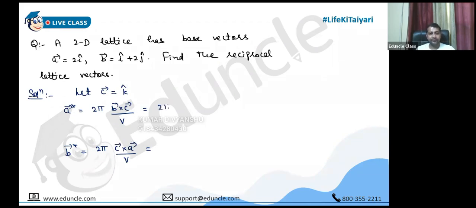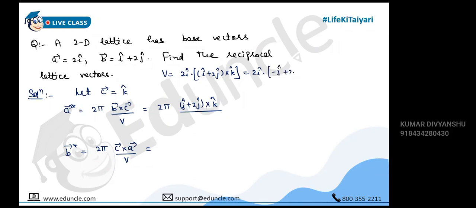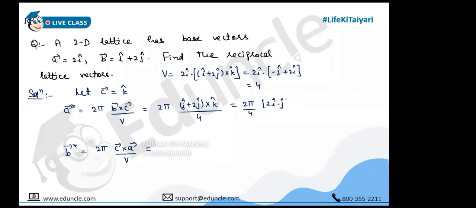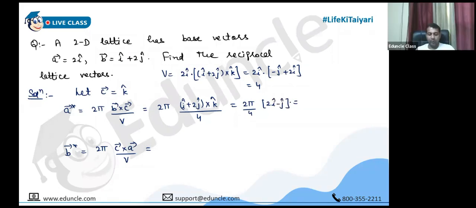What is the volume first of all? What is this cross product equal to? i cross k minus j. It is 4, na? So how much? Pi i minus pi by 2 j, is it? And please check, are you getting pi j cap from here? Yes, please, everyone check.